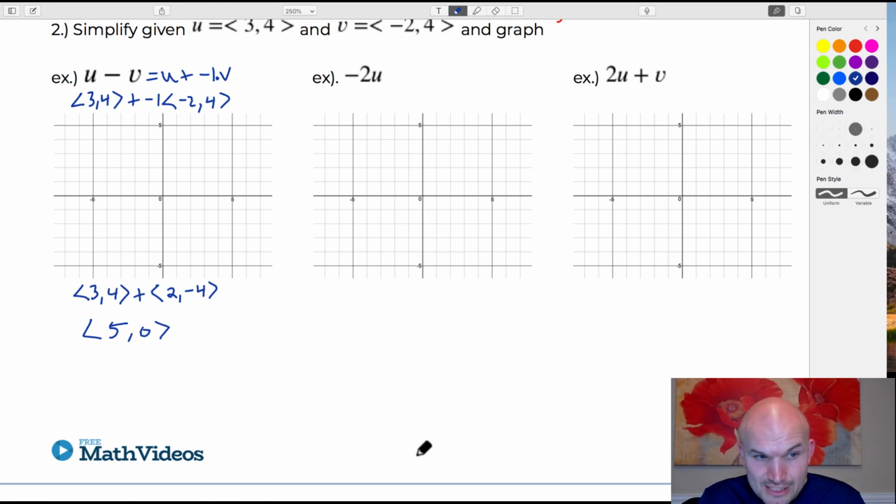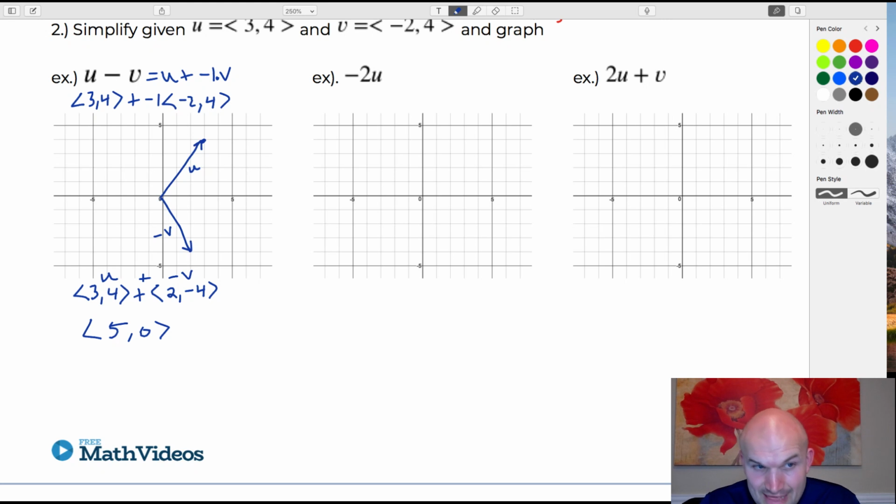All right, so let's take a look at this, and what we're going to do is use the tail to head method. So this is technically u, plus negative v. Let's go ahead and graph u, which is 3 comma 4. So 1, 2, 3, and 1, 2, 3, 4. Okay, so there's my vector u. And then my vector negative v is 2 comma negative 4, so over 2 and down 4. Okay, so there is negative v.